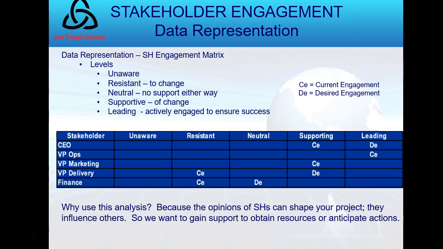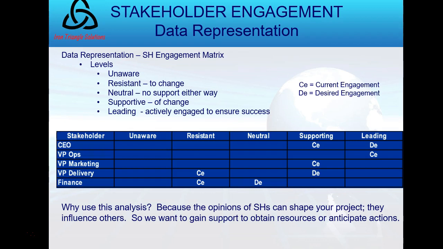The VP for Delivery currently is resistant. They see it as potentially a supply chain issue, and maybe I took some money from their budget to form this project, so they're resistant. I want to move them. I'm going to work on my stakeholder engagement to get them to supporting. I don't have to get them all the way to leading, but at least to supporting.